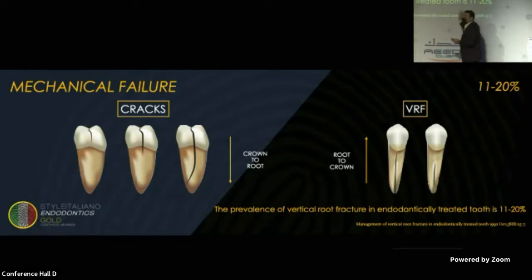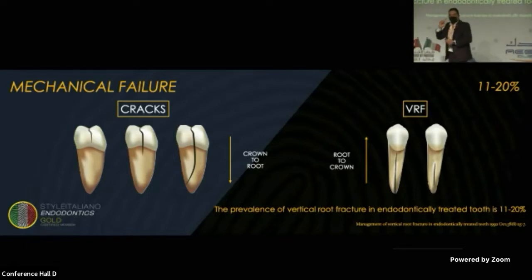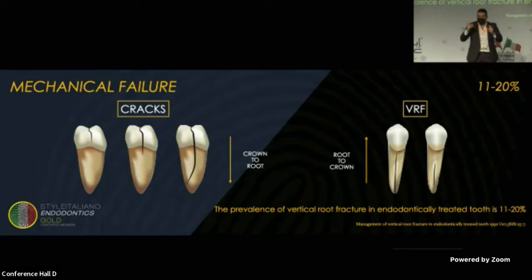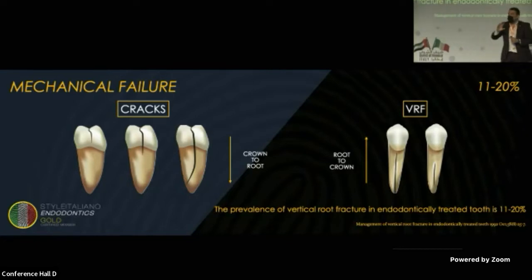11 to 20% of cases of failure are due to mechanical failure. So it should be kept in mind that a well-treated tooth could still be a failed treatment. A failed treatment could be a vertical root fracture or mechanical failure that needs to be extracted.